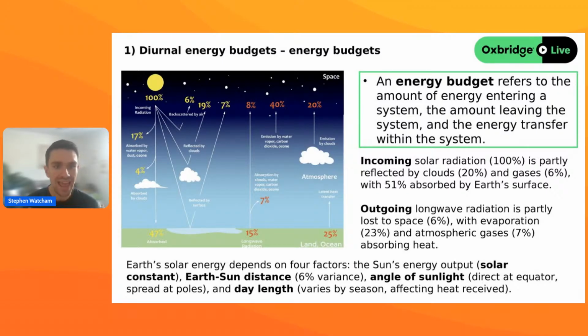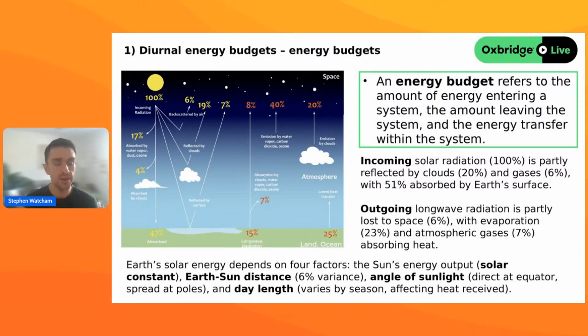Now, the Earth's solar energy depends on four different things, okay? It depends on the sun's energy output, what we call a solar constant, so how much energy is the sun giving out? This can vary throughout the year. It can vary depending on the sun's activity. The Earth-Sun distance, so again, that varies across the year from summer, where it's closer, to winter, where it's further away. The angle of incidence or angle of sunlight.